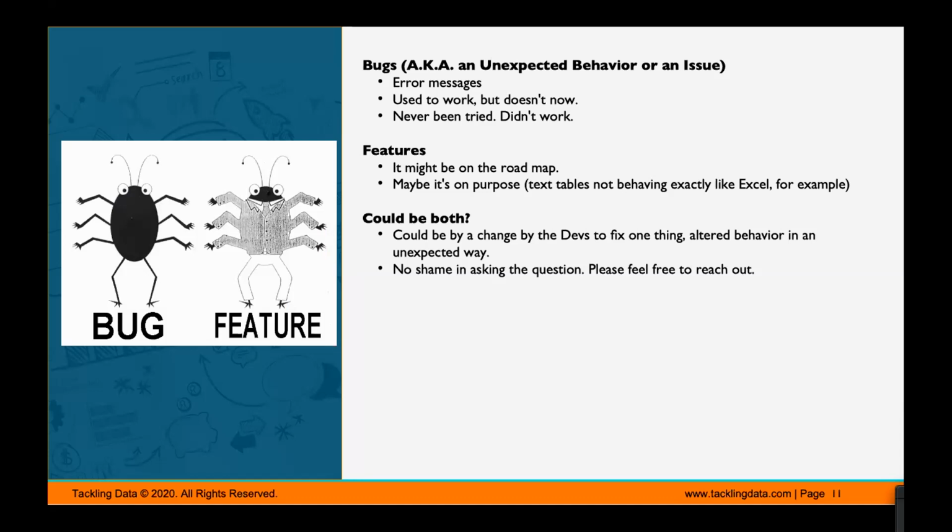It's amazing how creative the customers were in trying to get Tableau to do things. So some features, it might be on the roadmap to be in a future release. Like you want Tableau to have a viz in a viz, and that wasn't a thing for a while, but now it is. And some things, perhaps it's on purpose, like text tables not behaving exactly like Excel.